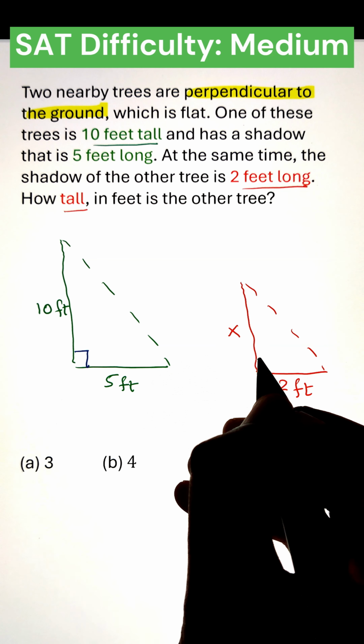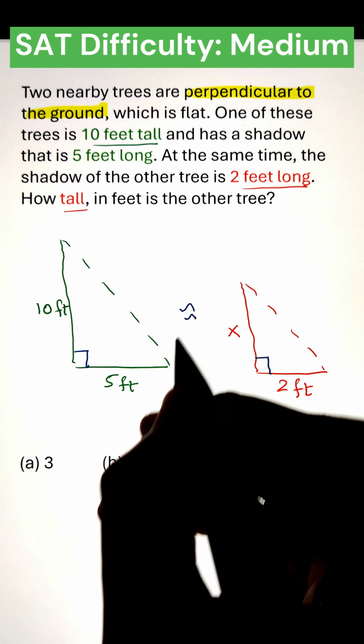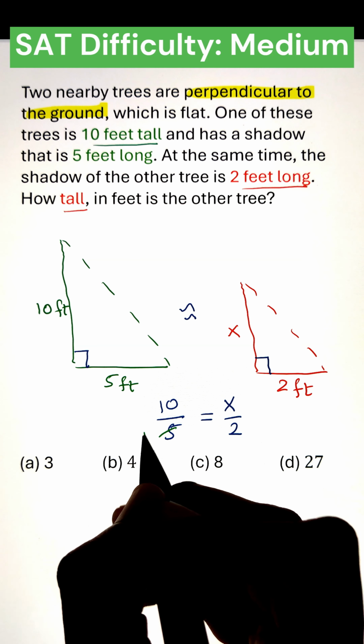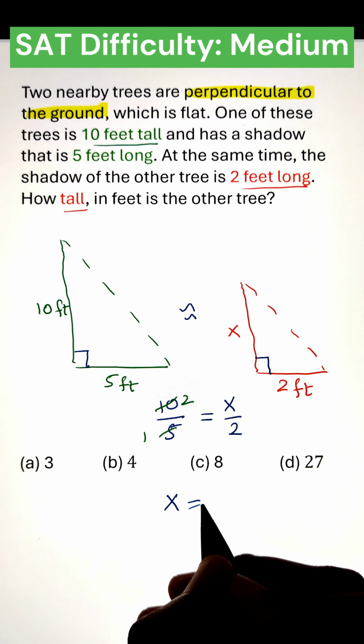by the two trees and their respective shadows. Equating the ratio of the sides of similar triangles, we can find the length of the second tree, that is coming to 4 feet.